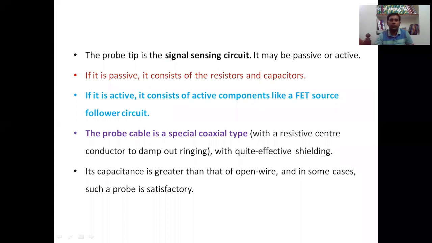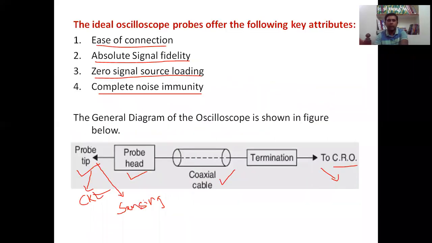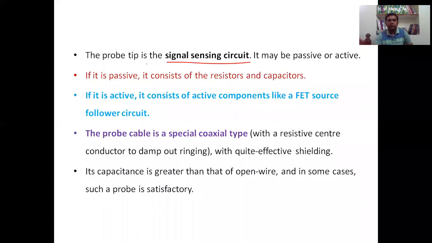The probe tip is the signal sensing circuit, for your understanding and easiness. So I have given each point in detail here. The probe tip is the first element in the CRO probe. The probe tip is the signal sensing circuit. It may be passive or active. So there are options, passive or active.